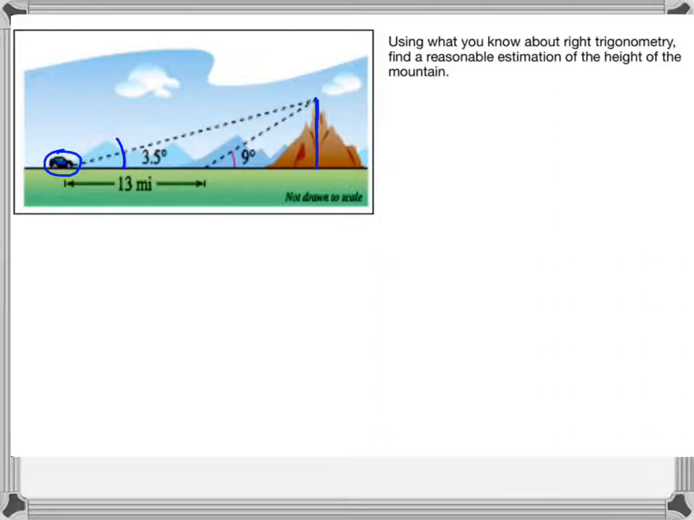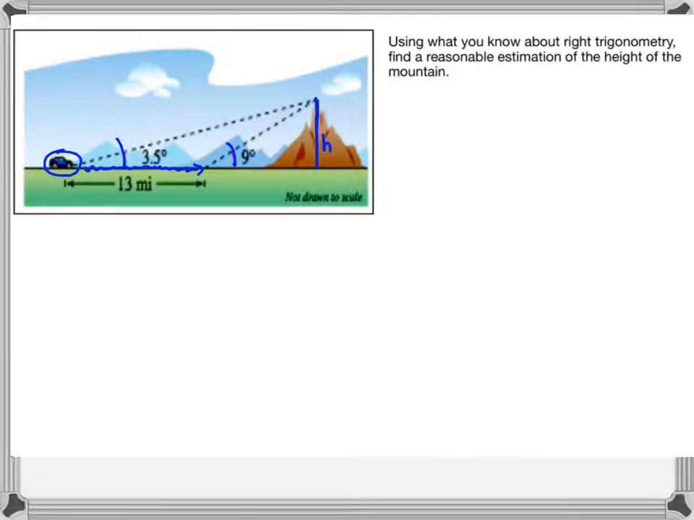Then you get in your car and drive 13 miles towards the mountain and repeat the process, and the angle of elevation is 9 degrees. So what we're looking at is, how do we find the height of the mountain, given some of that information? I'm going to break apart the dotted triangles that are overlapping there, the two different triangles, and see how we can combine these to form one statement and solve for that height.